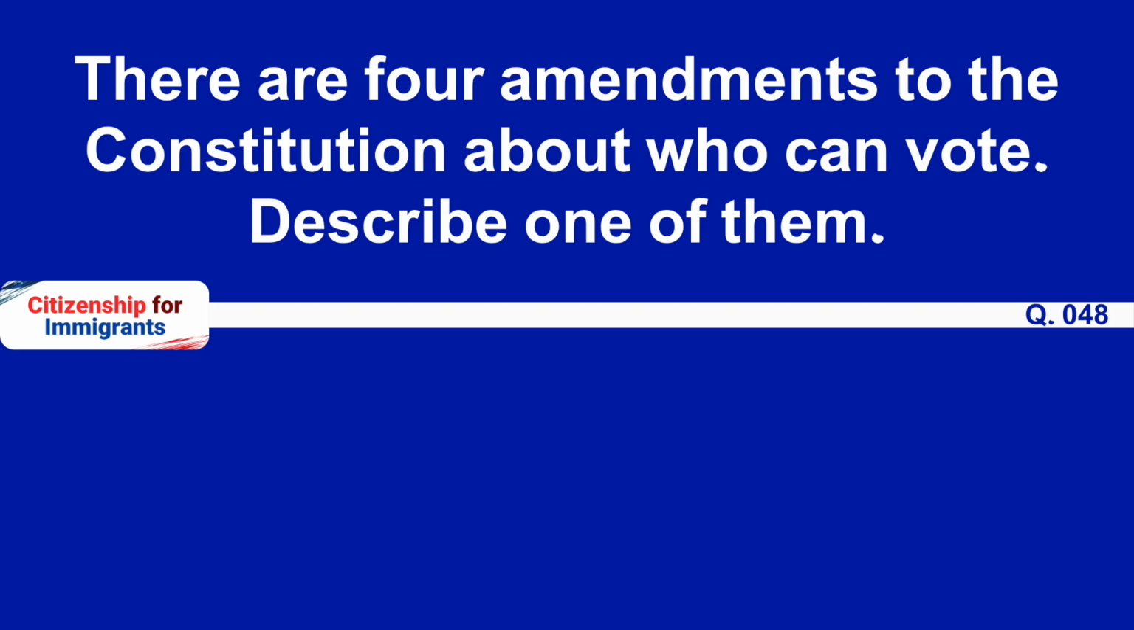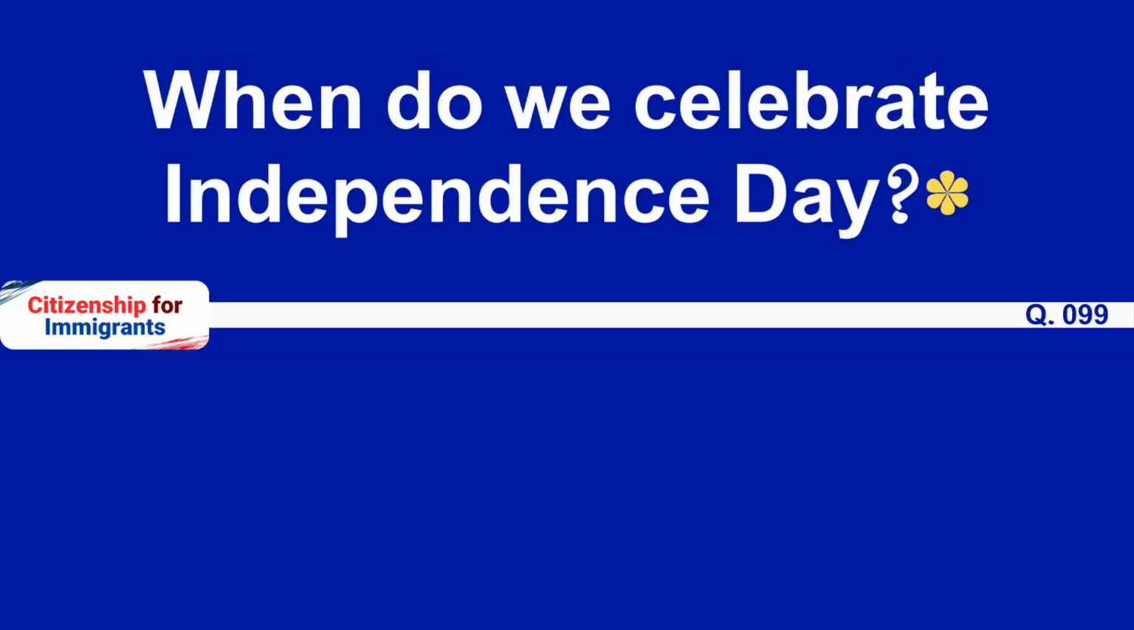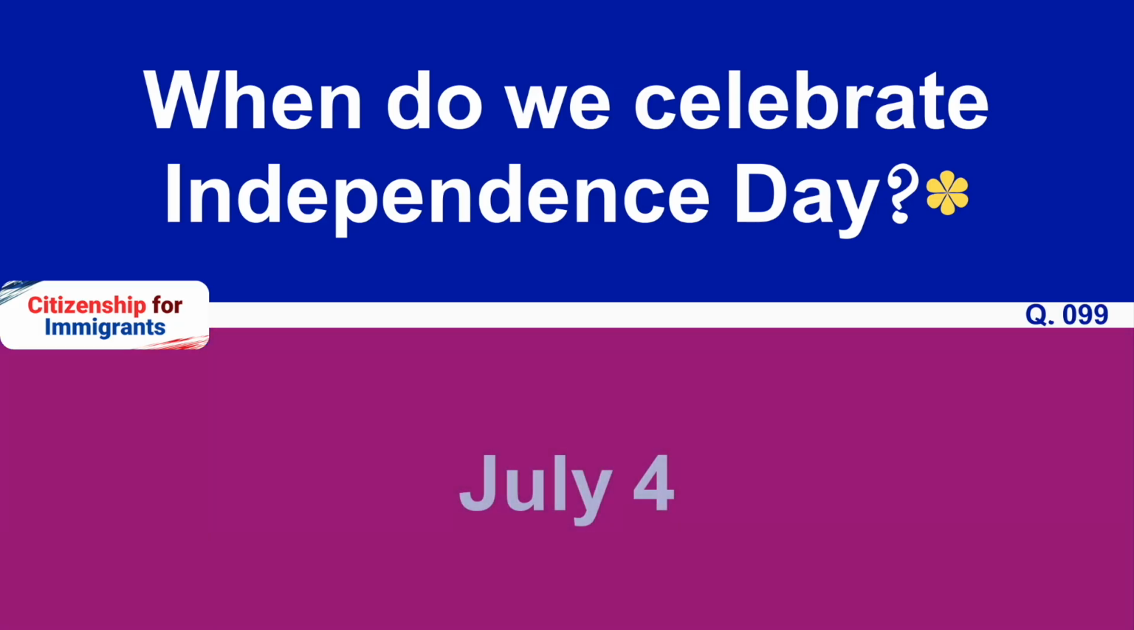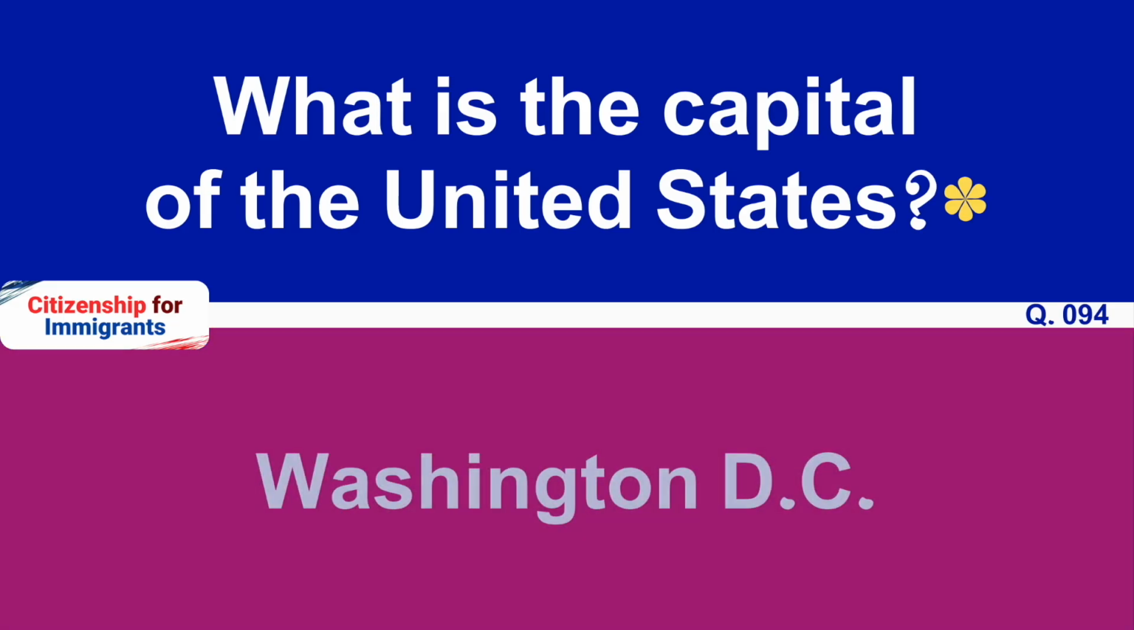There are 4 amendments to the Constitution about who can vote. Describe one of them. Citizens 18 and older can vote. When do we celebrate Independence Day? July 4th. What is the capital of the United States? Washington, D.C.